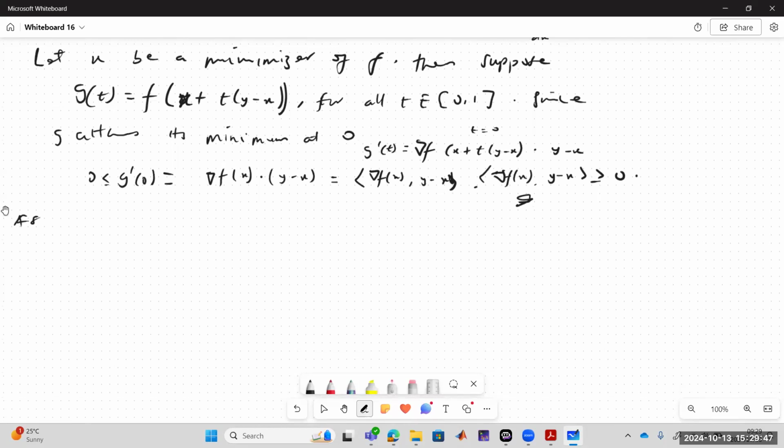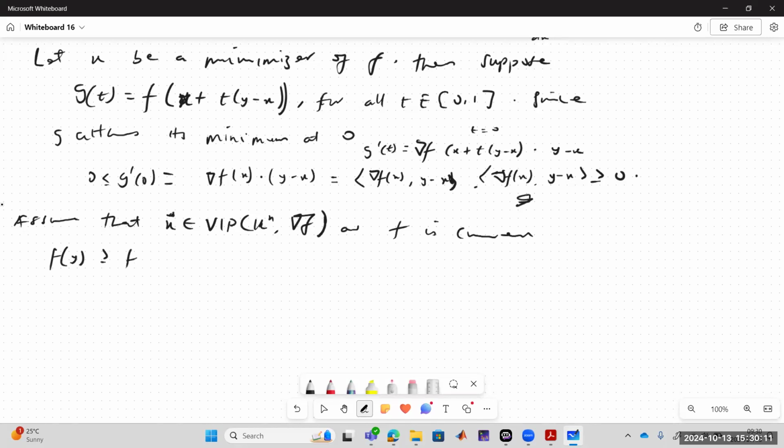Now assume, on the other hand, that x is a solution to the VIP, with the gradient of f as the mapping, and f is convex. By f being convex, we mean f(y) is greater than or equal to f(x) plus the inner product of gradient f(x) and y − x. Now, x being a solution to this, what does it tell us? This inner product part will be greater than or equal to 0.